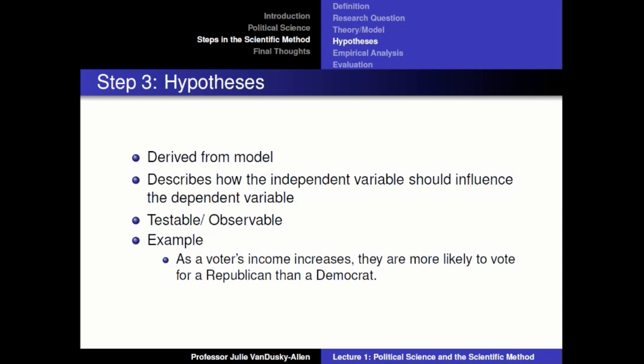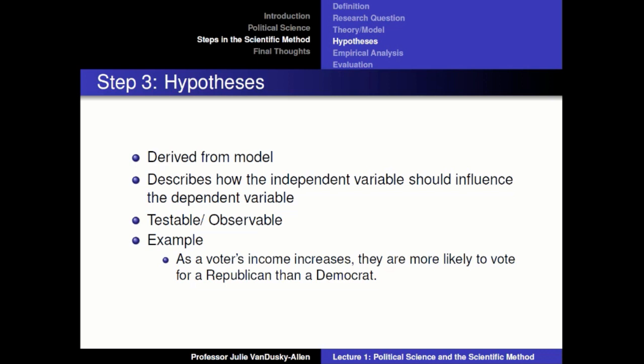So using the example from our previous slide, where we discussed the influence of income on voting behavior, this here is a one-sentence testable statement from that model that describes how the independent variable should influence the dependent variable. As the voter's income increases, they are more likely to vote for a Republican than a Democrat. This statement is testable because we could conduct a survey and ask voters about their vote choices and their incomes. Then we could see if high-income voters are more likely to vote for Republicans than Democrats than low-income voters are.